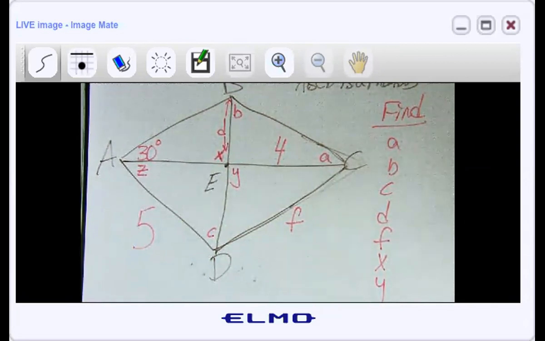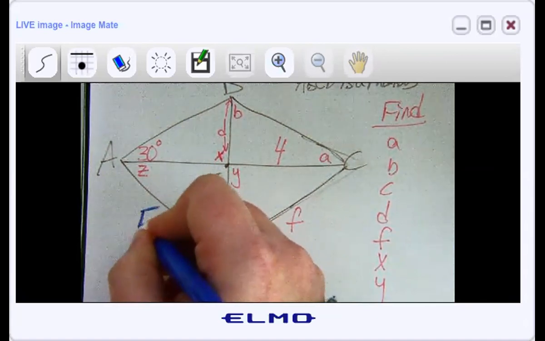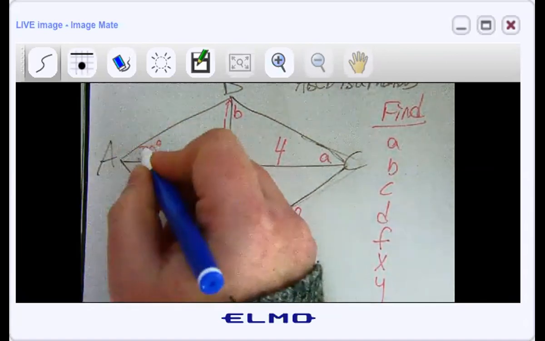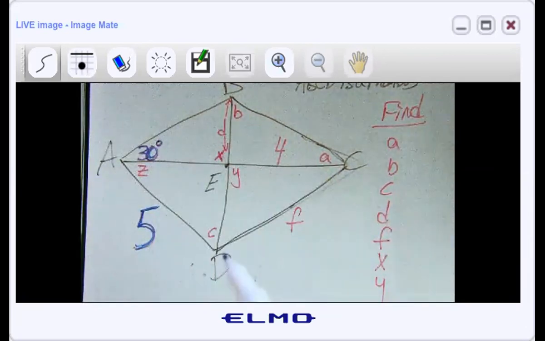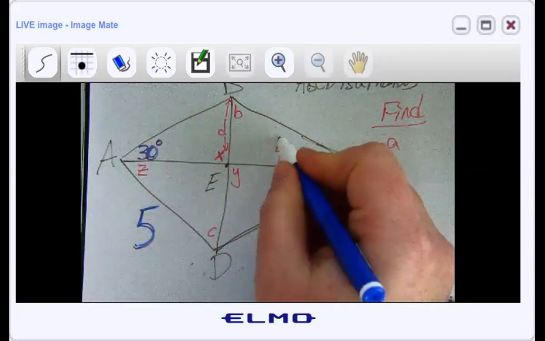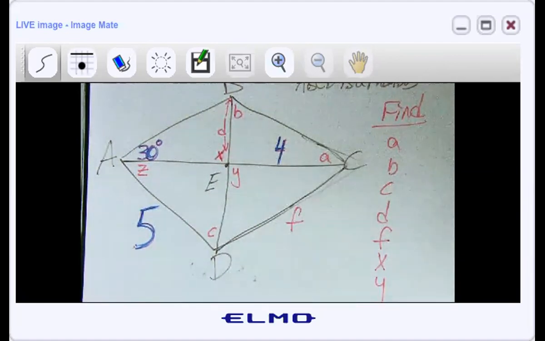Okay. So, actually, let me put them in different colors. Here's the info that I'm giving you. I'm giving you that this side is a 5, so I'll put that here in blue. And I gave you this 30-degree angle. And I also gave you that this side here, EC, is 4. So I claim that you can find all of the rest of this if I just give you that.